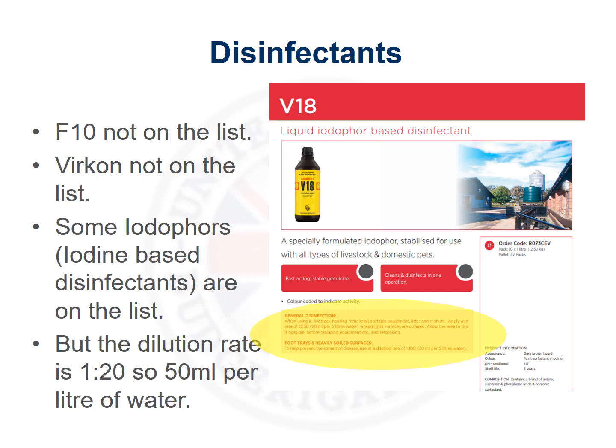F10 isn't on the list for TB control, I'll just say that now. Virkon is not on the list for TB control. Some iodophores are for TB control, but the dilution rate is 50 mils per litre of water, so it does depend on the product which iodophore will be effective against avian TB.